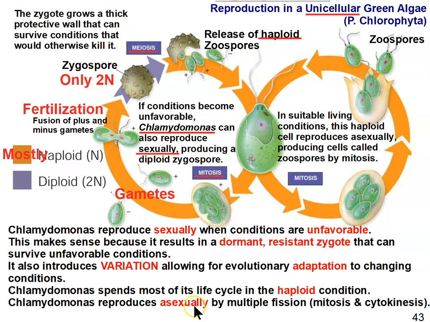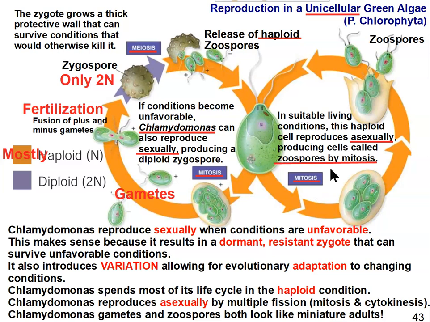Chlamydomonas will then reproduce asexually when conditions are good, and that's to increase their populations to take advantage of good conditions, of plenty of light availability and nutrients and so forth. And they do so by multiple fissions. So notice that we're going from one individual and then through mitosis, asexually producing 4 individuals. So there has to be more than one binary fission to go from 1 to 4. So that's referred to as multiple fission. But it's still by mitosis and cytokinesis, just like binary fission.